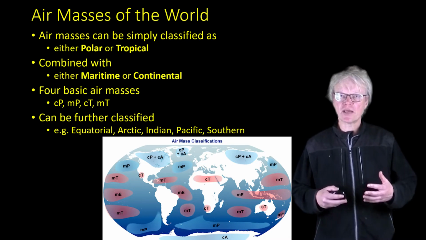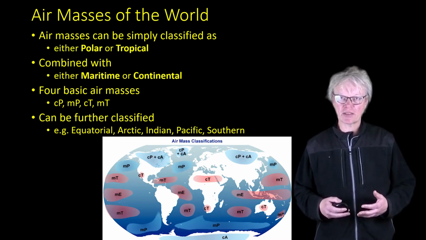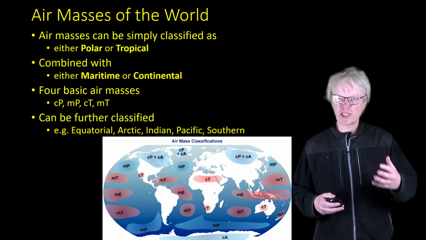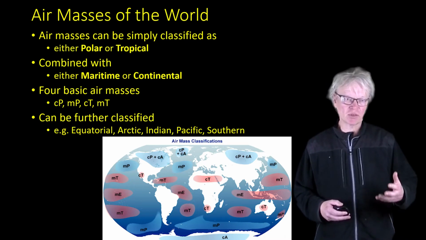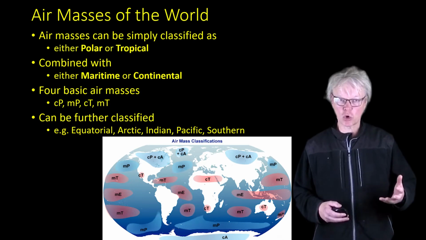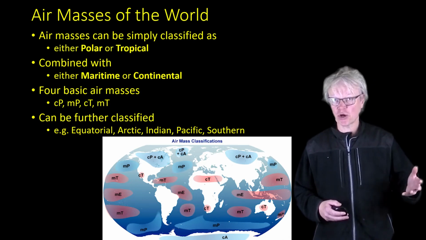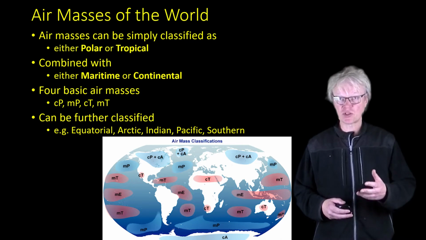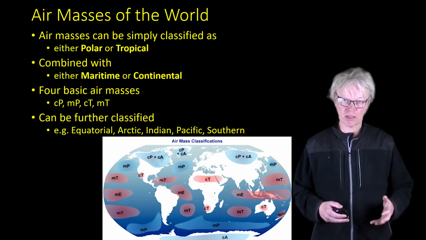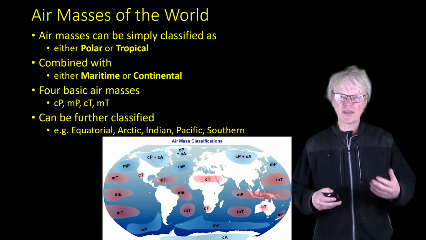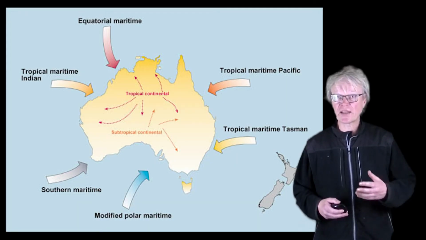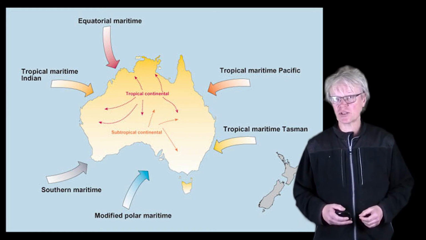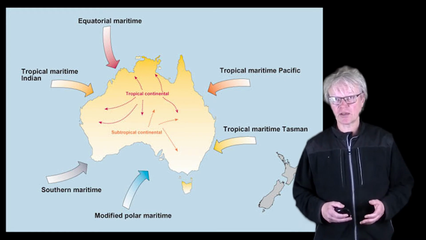Now, many countries then further define their air masses a little further to give them more geographical names, and in Australia we have extra names that we give to them, such as equatorial or Indian, just to denote it's coming from the Indian Ocean, Pacific from the Pacific Ocean, Southern from the Southern Ocean. And these are our major air masses, and you can see the different names and where they come from and the parts of the continent that they predominantly affect.